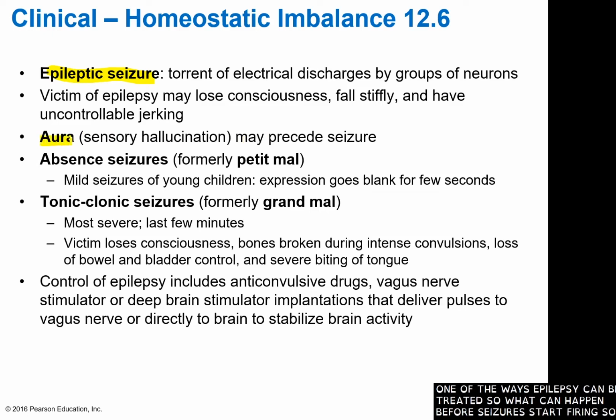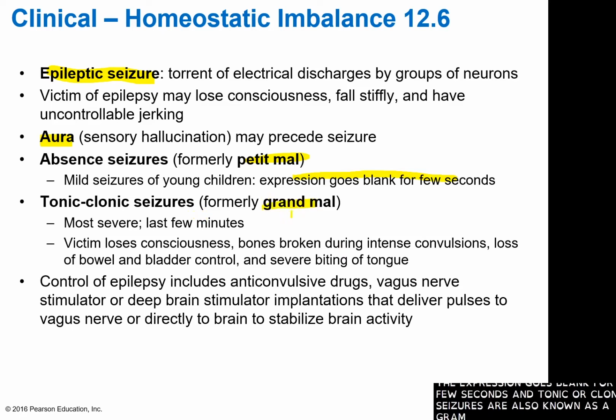So this aura could happen, which is a sensory hallucination which may precede a seizure. Absent seizures, also known as petit mal, these are mild seizures of young children where the expression goes blank for a few seconds. Then tonic or clonic seizures are also known as grand mal. These ones are the ones that are very violent, and the most severe could last a few minutes. Consciousness is lost, they fall down, bones are broken during intense convulsions, loss of bowel and bladder control, and severe biting of the tongue. So if someone's ever having a seizure, you should never have your finger near their mouth.